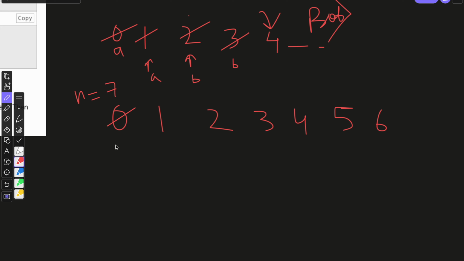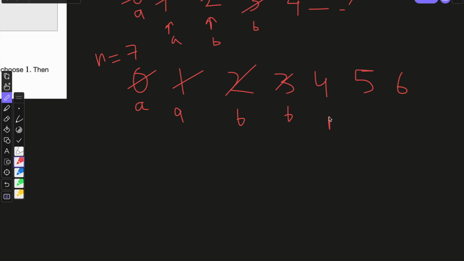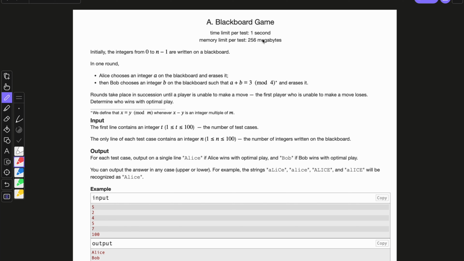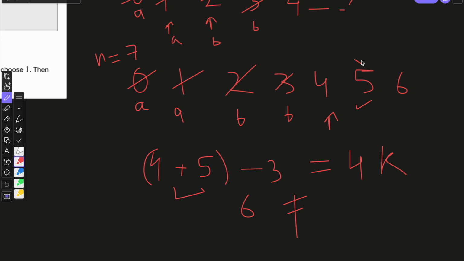Okay, so when Alice chooses 0, Bob chooses 3, and when Alice chooses 1, Bob chooses 2, right? Let's see what happens when Alice chooses 4. Let's see if 5 satisfies the condition. 4 plus 5 minus 3 must be equal to 4k, right? And 4 plus 5 is 9, and 9 minus 3 is 6, which is not equal to 4k. So 5 does not satisfy the condition.